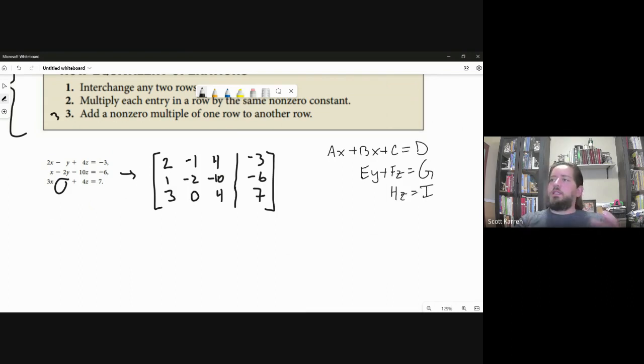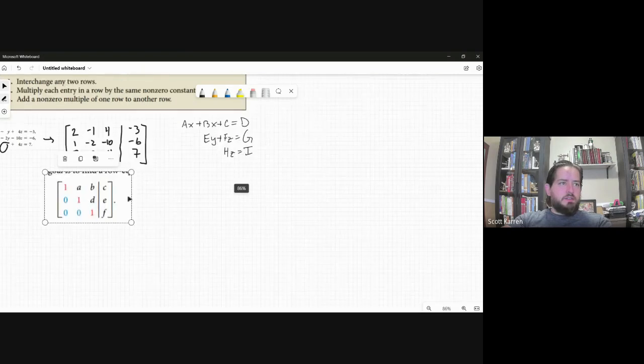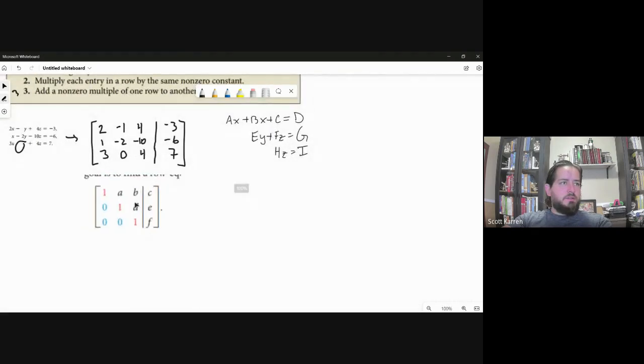Right? That was the idea, and we could go back and solve. What we want to look for now instead is a matrix that looks like, and I'm just going to copy it here. I want a matrix that looks like this. Okay.